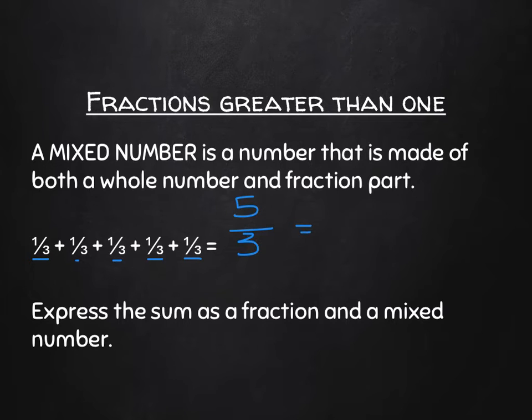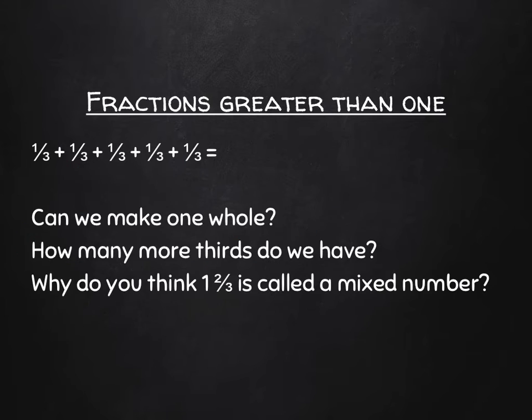Here's how we do that. We have 5 thirds, and I know it takes 3 thirds to make 1 whole. So instead of representing these 3 thirds as thirds, I'm going to call them 1 whole. These 2 thirds that are left over, I will show using a fraction. So 5 thirds is the exact same thing as 1 and 2 thirds.